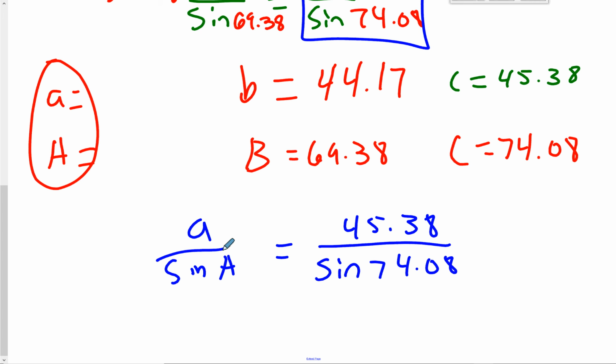Well, don't you know, remember a triangle? Three angles add up to what? 180, right? So I can take my 74.08, my 69.38, and go ahead and find my A, which is 36.54 degrees. So now I can plug that in.